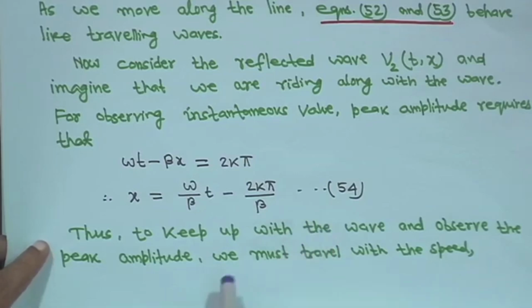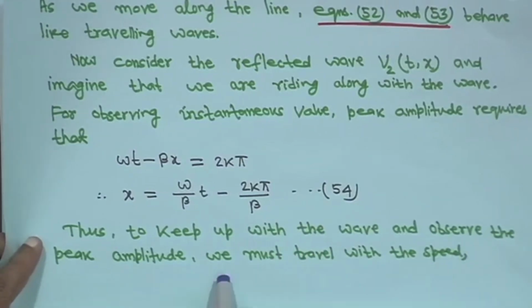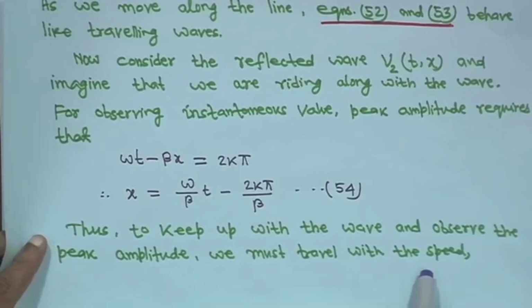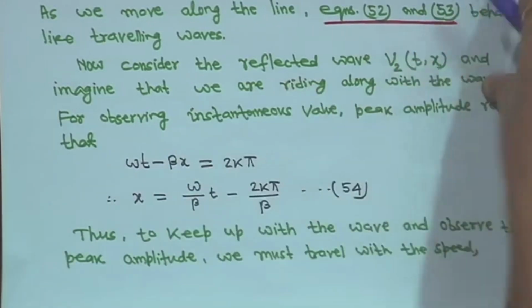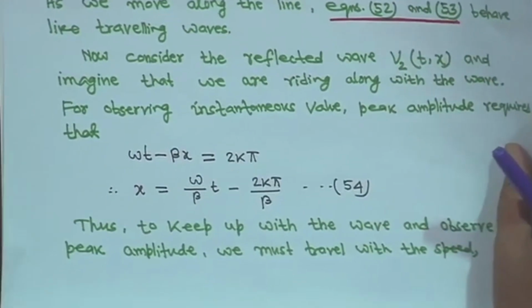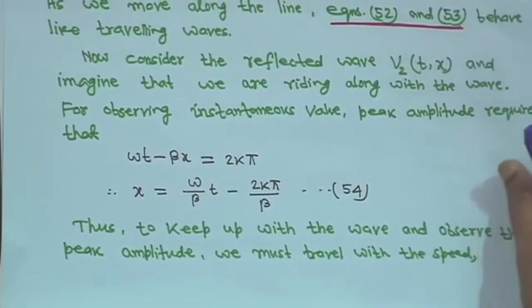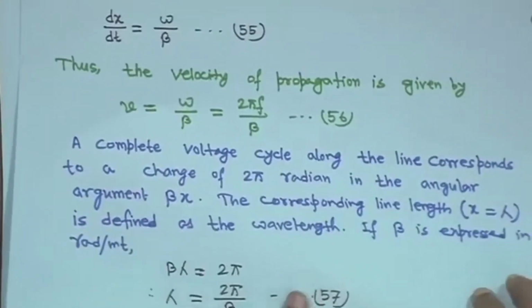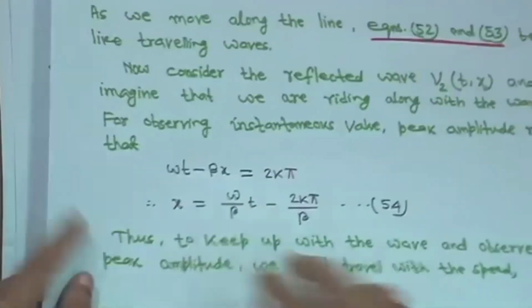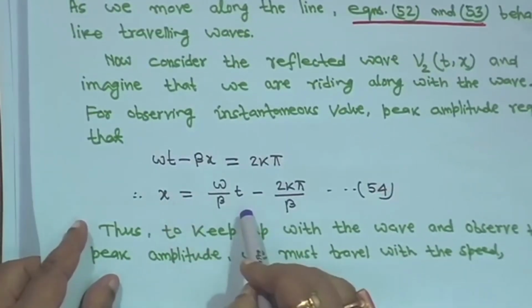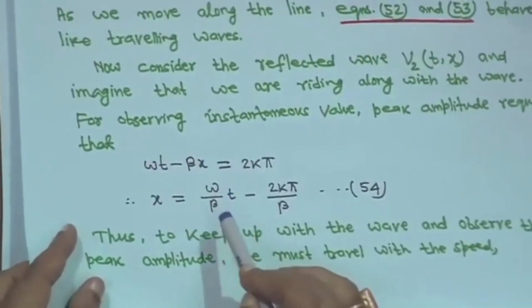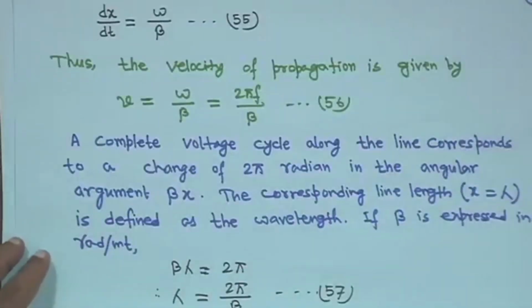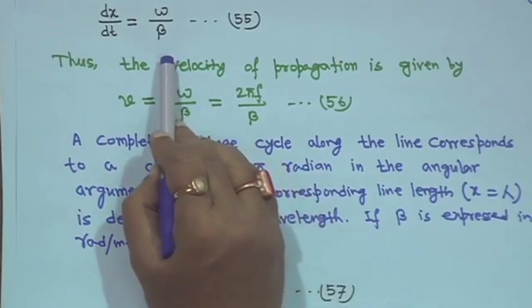Now, to keep up with the wave and observe the peak amplitude, we must travel with the wave speed. If you want to observe that peak, then you have to travel with that. So you take the derivative with respect to time from equation 54, dx upon dt. dx upon dt will basically be omega by beta. Therefore, dx by dt will be omega upon beta.